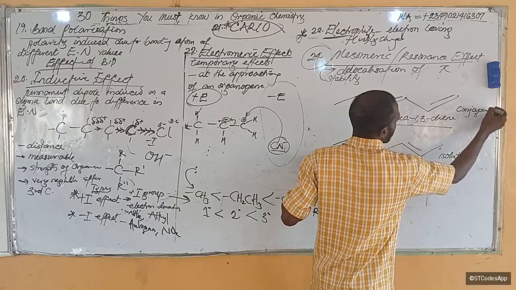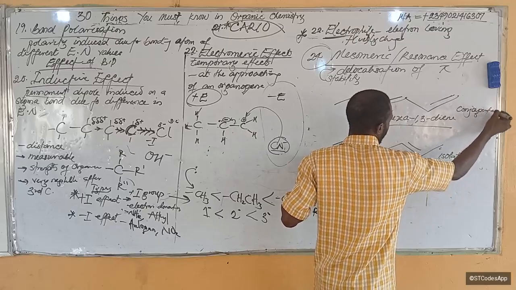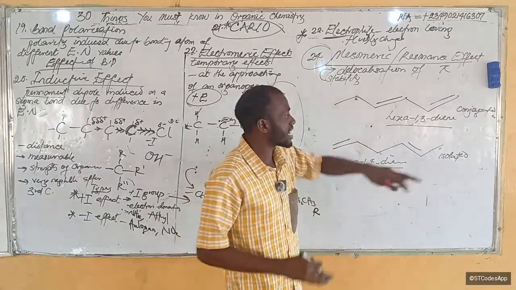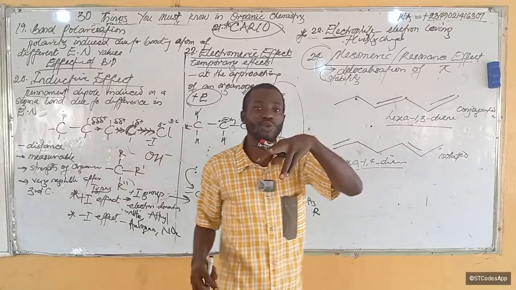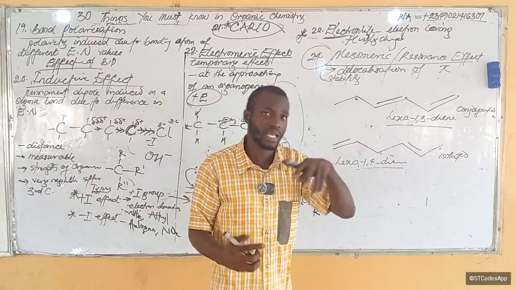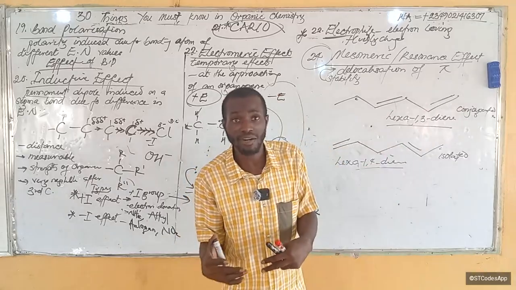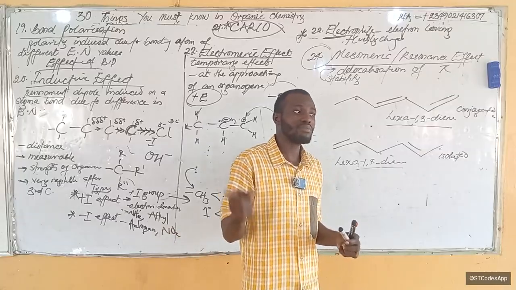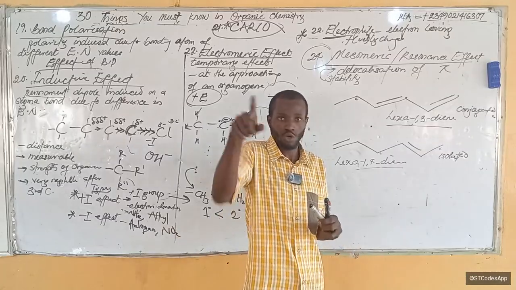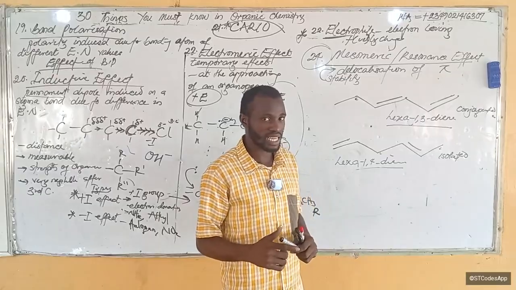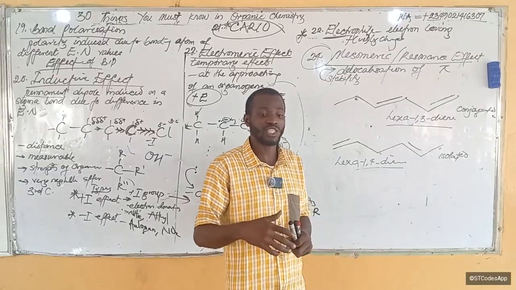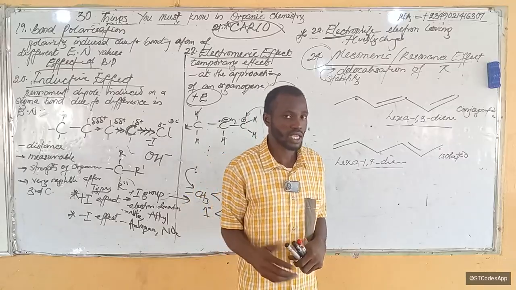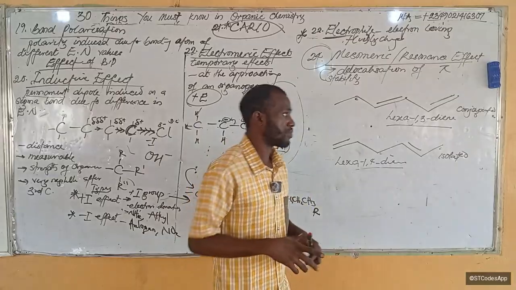So in a conjugated system, what happens? Think of it as you are carrying a burden, and you have friends around you that can help you to bear the burden with you. With that, the burden will not be so much on you again. I hope you understand that. The burden will not be as much as if you were the only one to bear the burden alone.